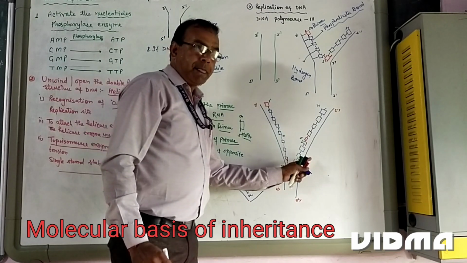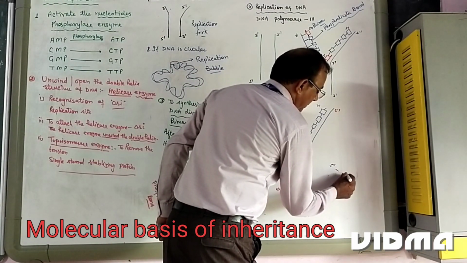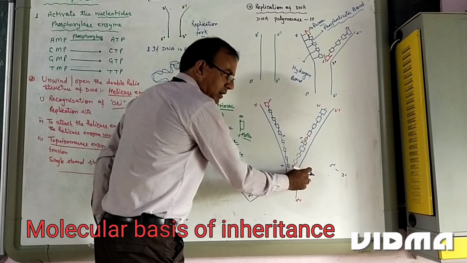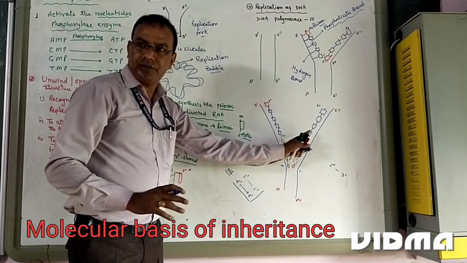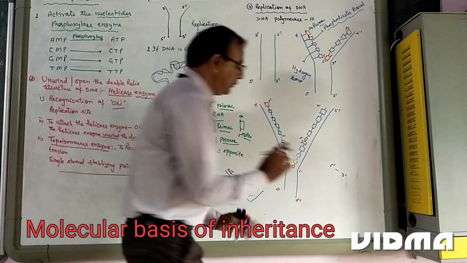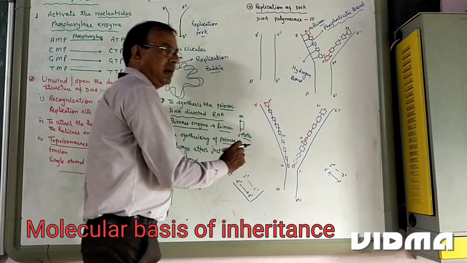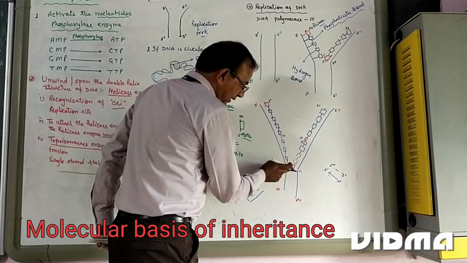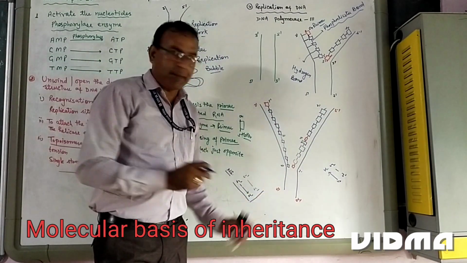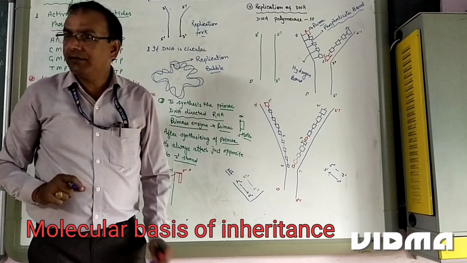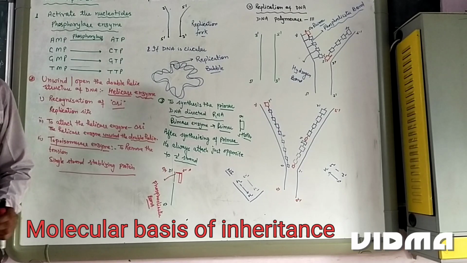But in this one, we can see that the template strand is 5 prime to 3 prime. This is the 5 to 3. Then the replication is always from 5 to 3. It means the direction of replication is 5 to 3. But in this one, we can see that there are primers present. When we remove the primer, some gap remains, and if the gap remains, we can say that this strand is not formed continuously.